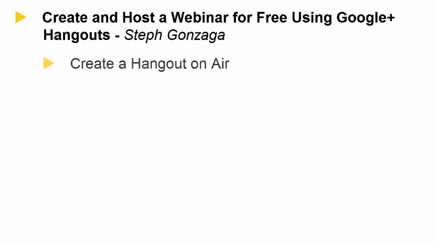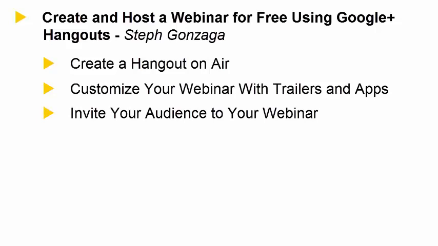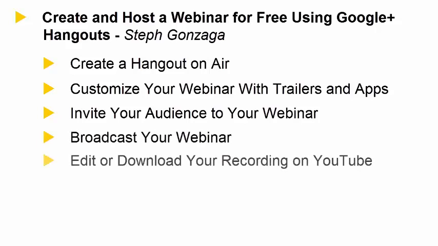Create a Hangout on air. Customize your webinar with trailers and apps. I think it's a great idea. Invite your audience to your webinar, yeah, of course, using lots of tactics, and she's given some specific recommendations about how to do that, assuming that your webinar's on Hangouts on air. Broadcast your webinar, and then edit or download your recording onto YouTube. Very practical steps. Thanks, Steph.